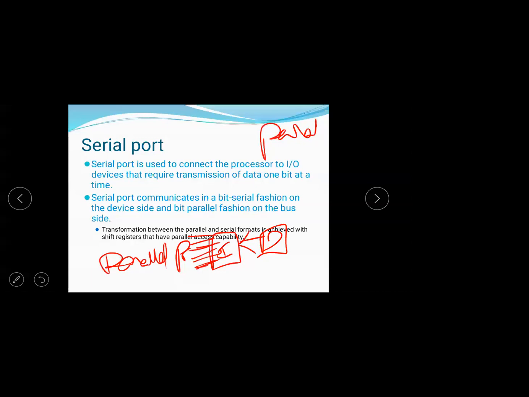If it is a parallel port, it is parallel transmission. If it is a serial port, from the device to the interface, it is serial. So the serial port communicates in a bit serial fashion on the device side, and bit parallel fashion on the bus side. Through the bus lines connected to the processor, it will be communicated only in parallel fashion. The processor is a parallel processor. The transformation between the parallel and serial format is achieved with shift registers that have parallel access capability.